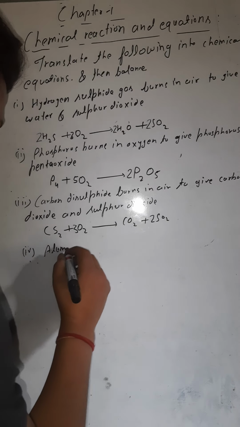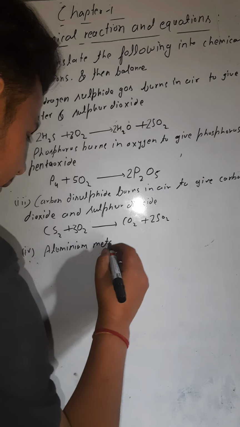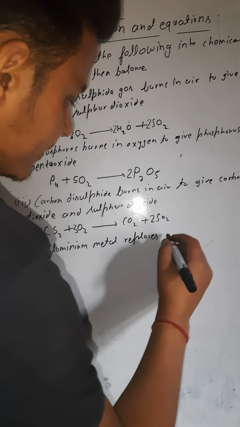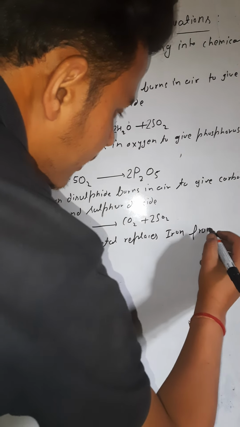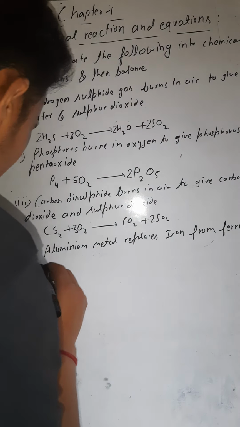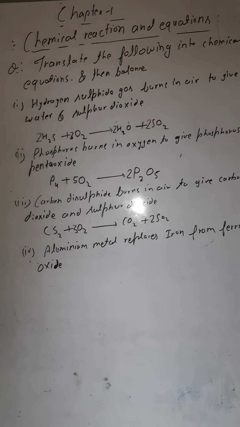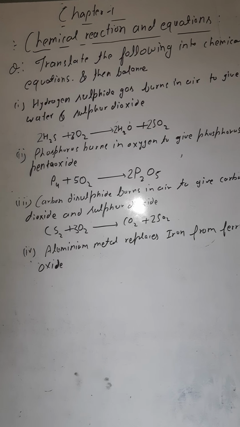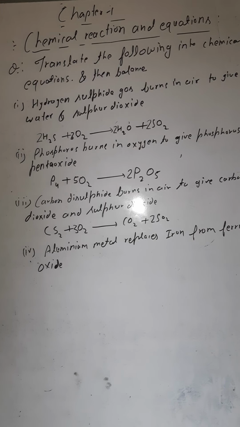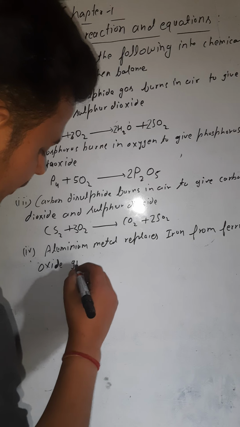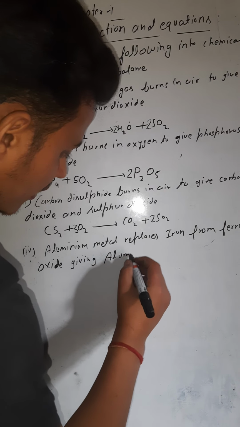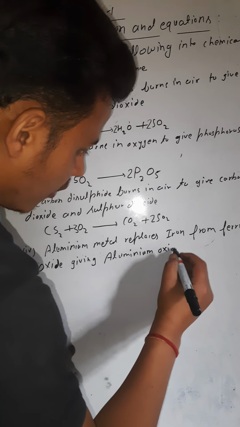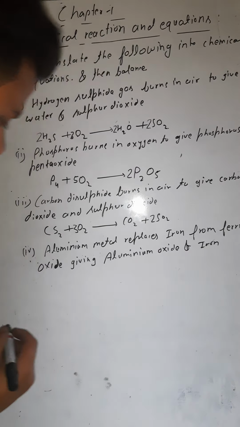Aluminium metal replaces iron from ferric oxide, giving aluminium oxide and iron. So the reaction is like this.